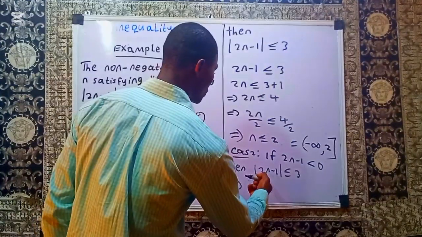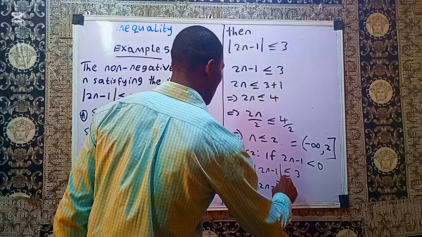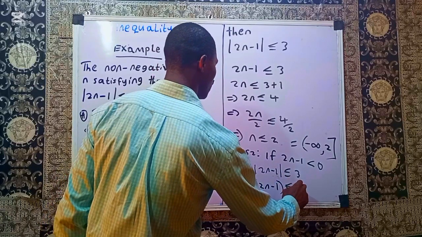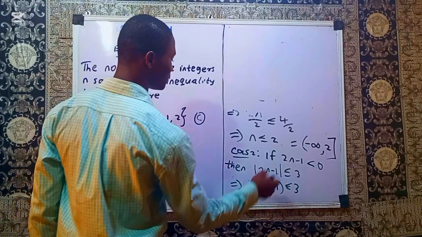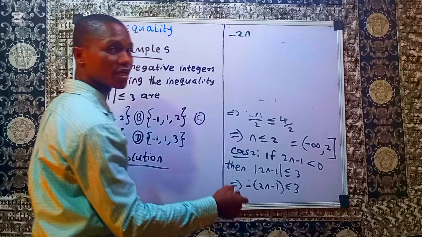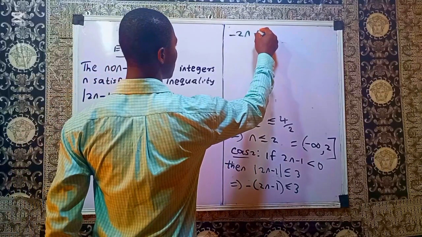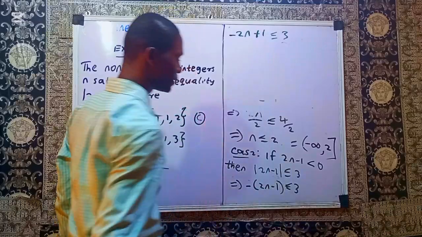So then the absolute value of 2n minus 1 will be the negative of 2n minus 1, and here we're having less than or equal to what? 3. So we can open this bracket with minus. Minus multiply positive 2n, I have negative 2n. Minus multiply negative 1, I have positive 1. Then I have less than or equal to 3.